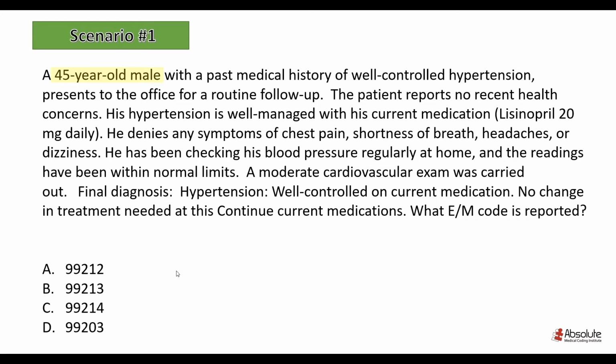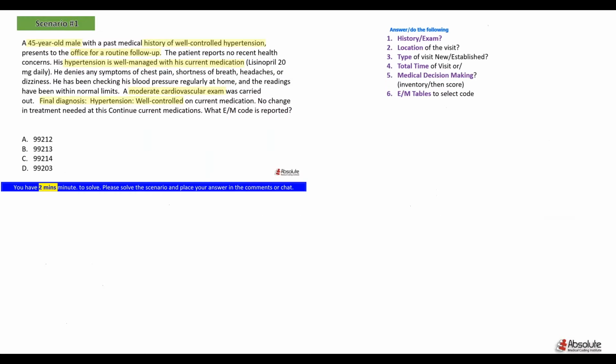So for this scenario, let's start by highlighting the keywords: a 45-year-old male with a history of well controlled hypertension presents to the office for routine follow-up. Hypertension is well managed with current medication. A moderate cardiovascular exam was performed. Final diagnosis: hypertension, well controlled. The correct answer is going to be option B, 99213, and this is how we arrived at the correct answer.